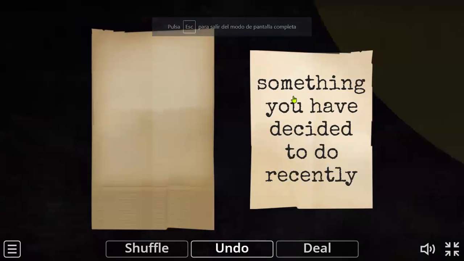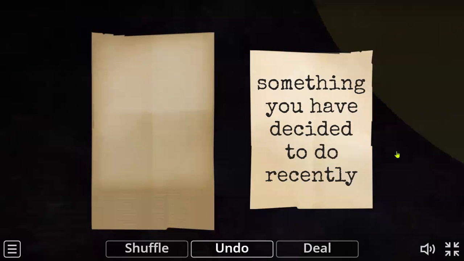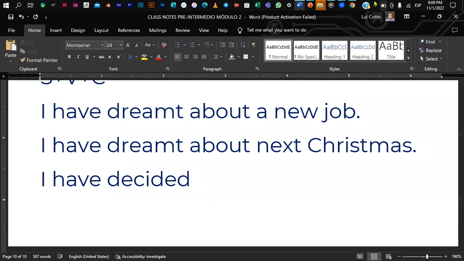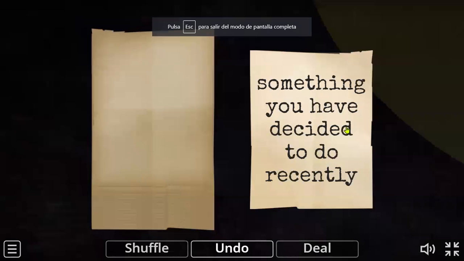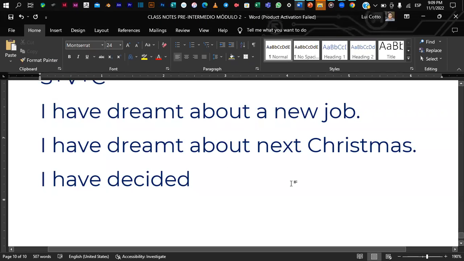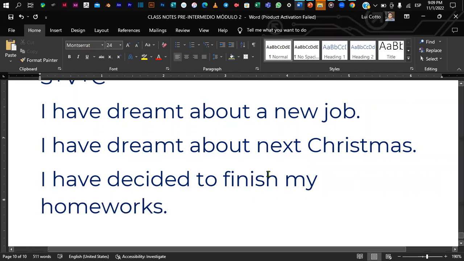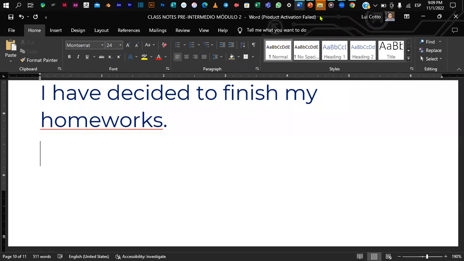Next card. Can you read it? Something you have decided to do recently. Okay, if you ask me, I have decided to finish my homeworks from the university. I have decided to finish my homeworks. See, you use the same verb from the example. El mismo verb. The same verb from the example. I have decided to finish. That's my example. Okay, and you? Something that you have decided recently.